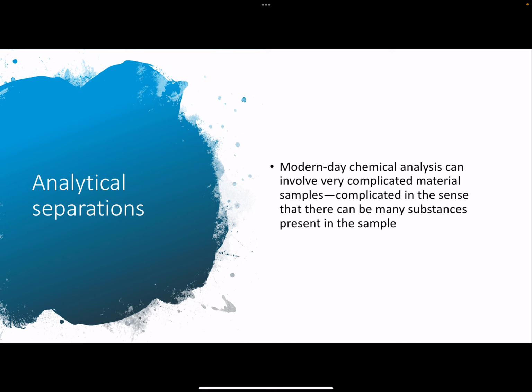Okay, so analytical separations. Modern day chemical analysis can involve very complicated material samples. Meaning, when we receive samples, it's not usually just A plus B, simple, with two constituents. Usually, the samples we separate could be A plus B plus C, plus D sometimes. So in this case, we make use of analytical separations. Analytical separations is a multi-step separation technique.